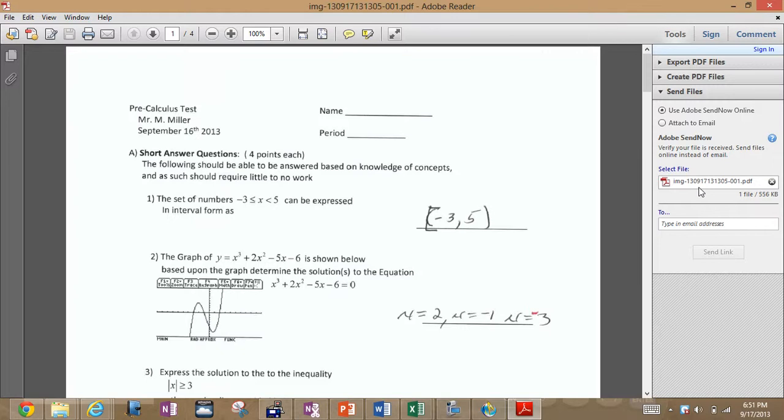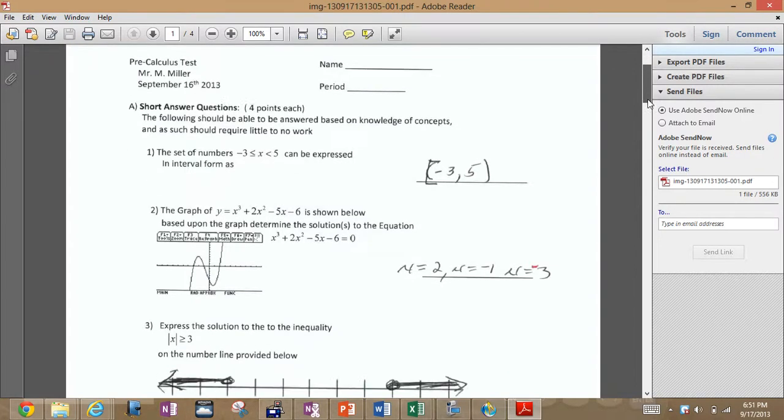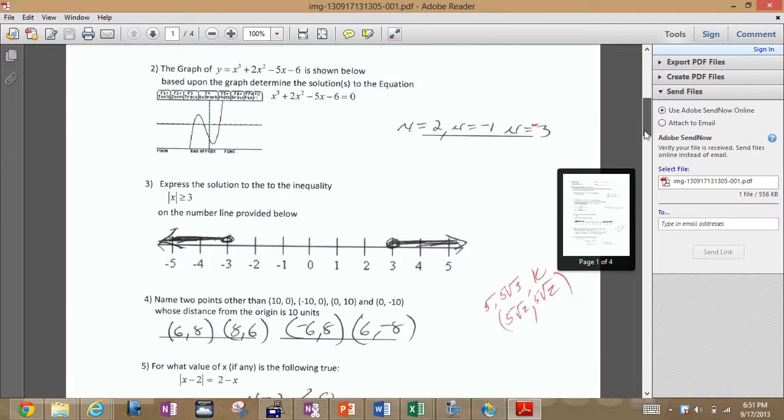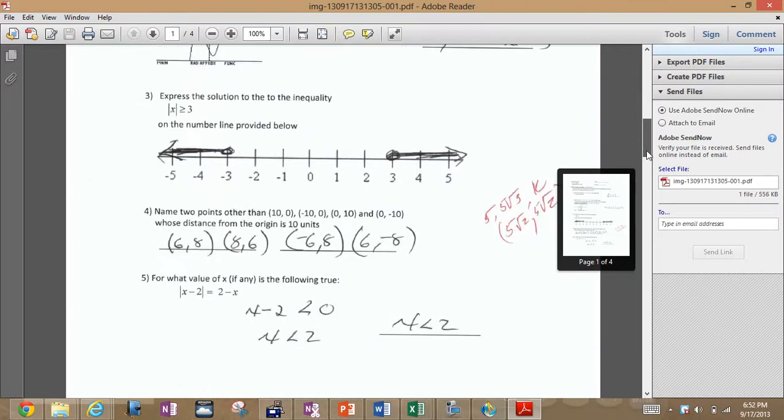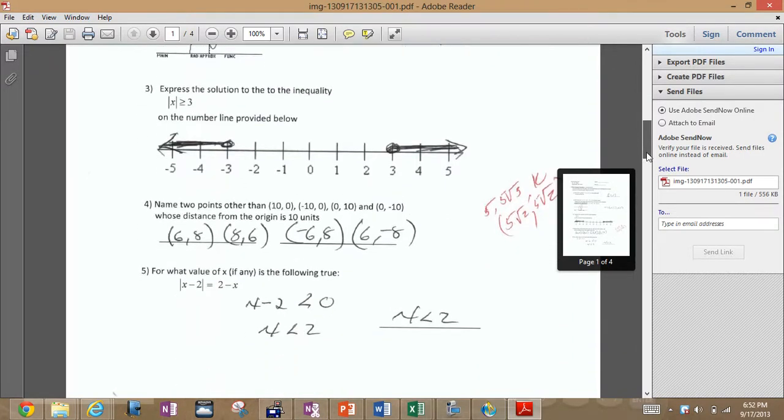Okay. Next, you have to express this set of numbers. X absolute value is greater than 3. That means 3 is inclusive and everything to the right. Okay, and -3 is inclusive and everything to the left. The set of all, or the 2 points other than these, the points that are 10 units away from the origin.